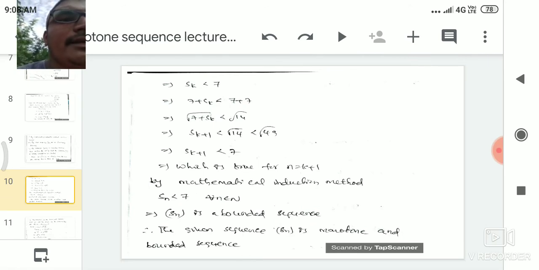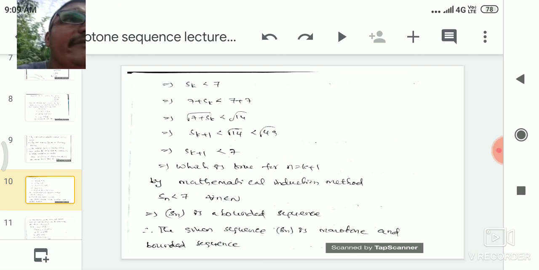Why? Because here S(k+1) is less than root 14. Root 14 is less than root 49, but the root 49 value is equal to 7. Therefore, by the mathematical induction method, it is true for n equal to k plus 1, and also true for all n belonging to N. That is, Sn is less than 7 for all n belonging to N by mathematical induction.